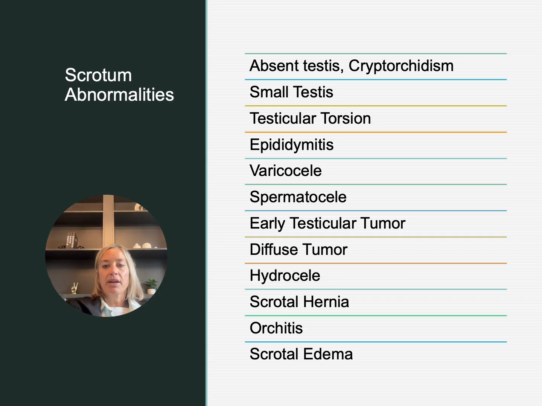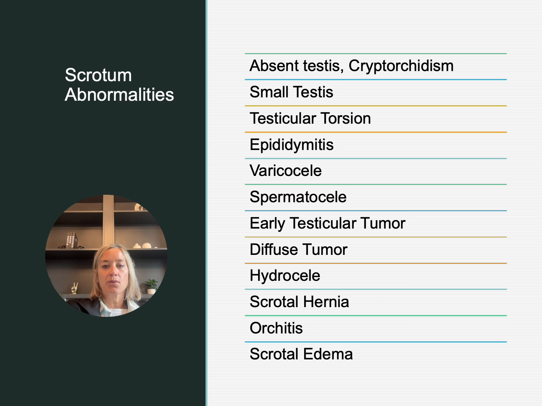Moving on to the topic of scrotal abnormalities, the scrotum houses the testes, which are essential for sperm production and hormone secretion. Abnormal findings here can have significant impacts on a patient's reproductive and general health. Let's go over some common conditions.